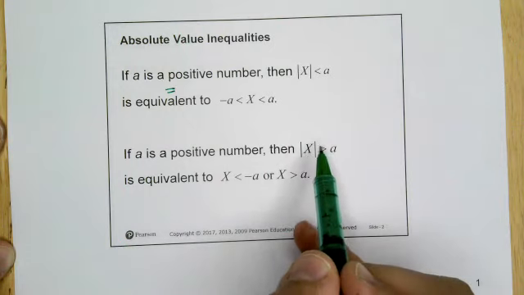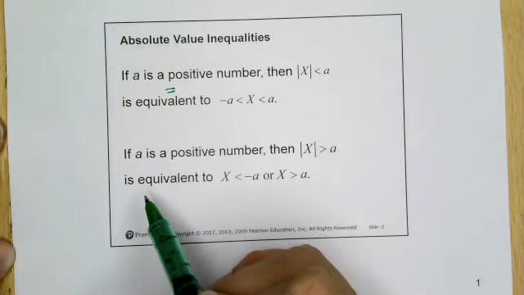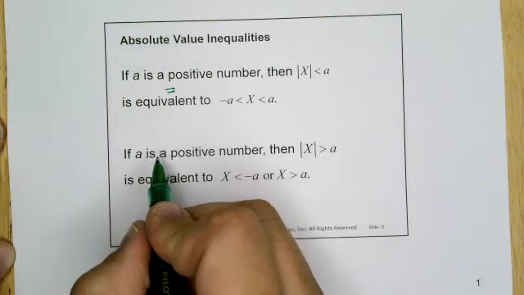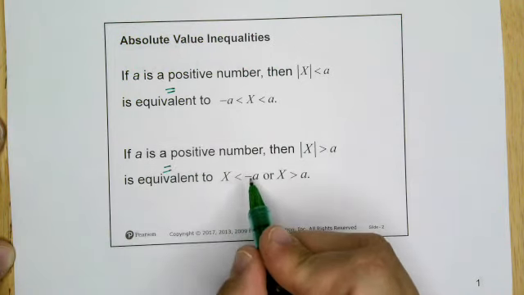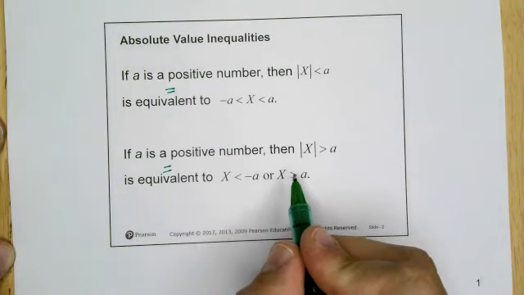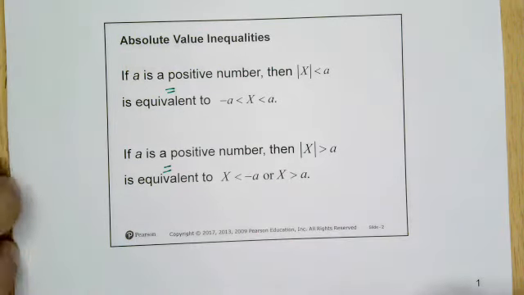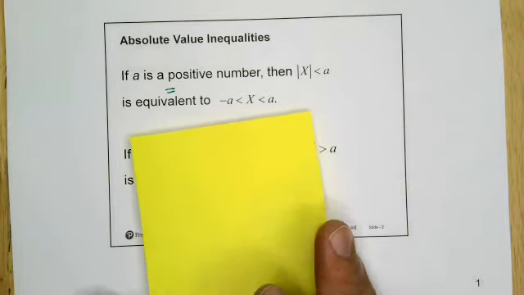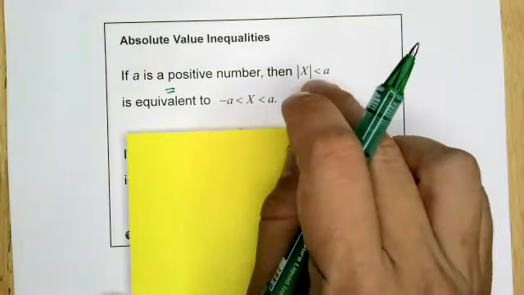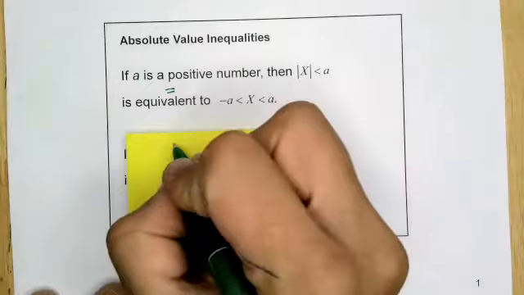So if x is greater than a, then it is equivalent to x is less than negative a, or x is greater than a. Because we're going to be using these rules for every example, I'm going to write them down and carry them with me, okay? So I'm going to call this rule the less than rule.